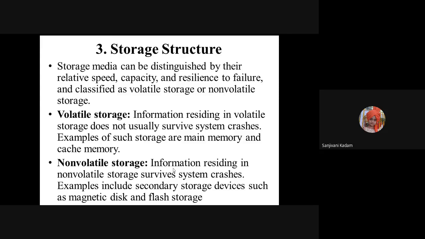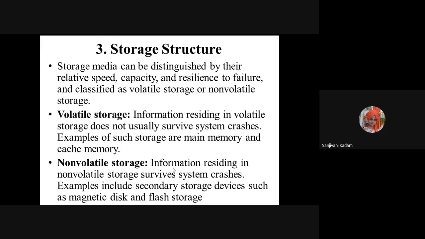The first one is volatile storage. Volatile storage means that as soon as the power goes off, the contents of that storage will be removed and will not last long. The contents remain only while there is power, and whenever there is no power, the contents will not be available in that storage.